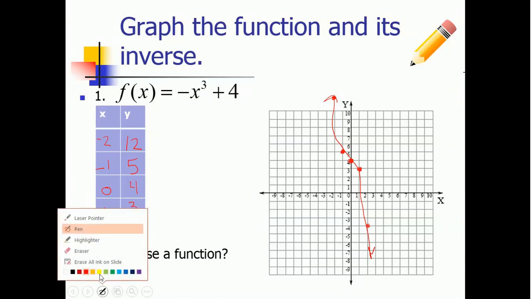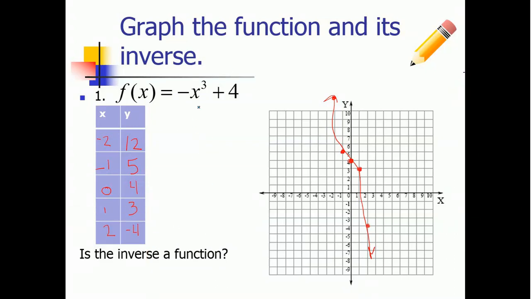Now I'm going to change my color so I can do the inverse of this. So for my inverse, all it's going to do is an x, y chart, but my y's are going to become my x's and my x's are going to become my y's. So I'm just going to write my chart off to the side here, just so I can make sure I graph my points correctly. You do not need to do this on every problem. However, just to show you that I'm flip-flopping my x and y's, and I find I kind of get confused if I don't. So I'm going to go 12, -2 for my first point, about right there. 5, -1, 4, 0, 3, 1, and -4, positive 2.